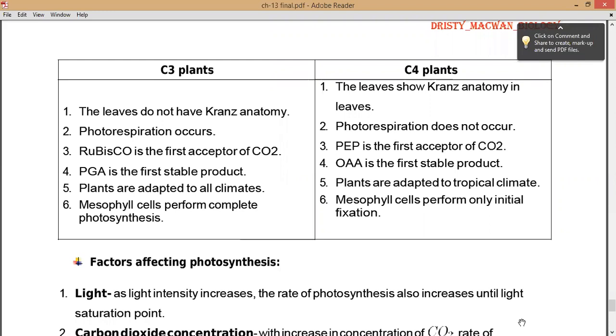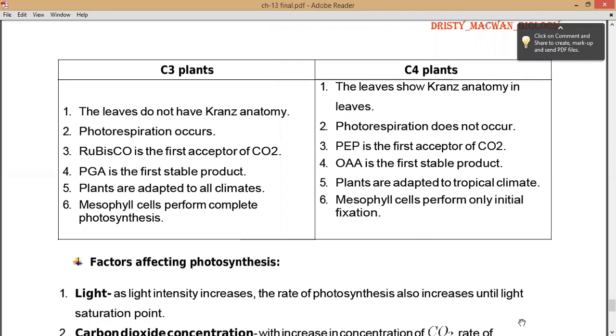Next, in C3 plants, Rubisco is the first acceptor of carbon dioxide, while in C4 plants, phosphoenol pyruvate is the first acceptor of carbon dioxide. In C3 plants, that is in the Calvin cycle, RuBP is the first to accept carbon dioxide. For this reason, this is one of the differences observed in C3 plants. But in C4 plants, which undergo the Hatch and Slack pathway, the first acceptor of CO2 is phosphoenol pyruvate. So phosphoenol pyruvate is the one that accepts CO2 for the first time.